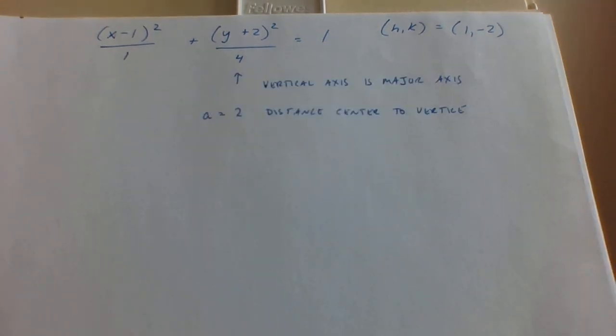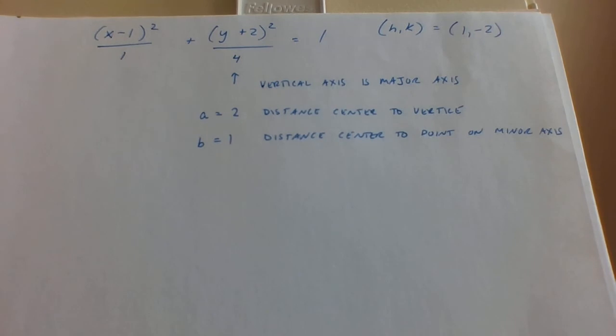Our a value is 2 in this case, and that's going to be the distance from the center out to one of our vertices. Keep in mind our center is not the origin in this example, so let's make sure when we go to plot those vertices that you are counting from the point (1, -2), which would be the center. Our b value is going to be a 1, and that's going to be the distance from the center out to one of the points on the minor axis.